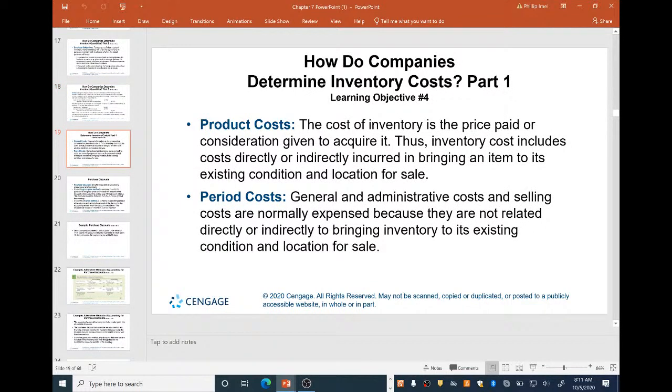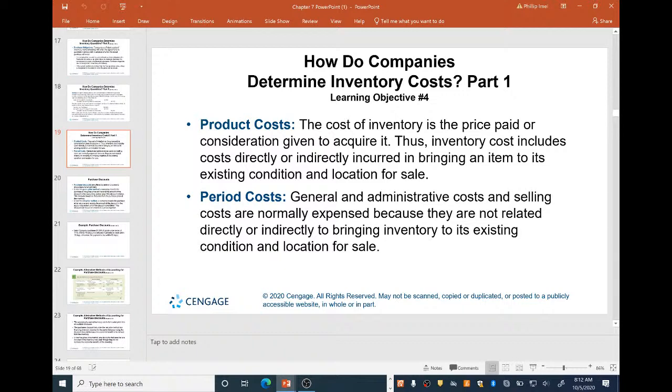Product cost, period cost. Product costs are going to be what goes into determining the product, so that's going to enter into costs that are going to be inventoried. That's going to be like your direct labor, your direct materials, your overhead that applies to the product. We went through that a little bit before in class. Your period costs are going to be more of your selling and your general and administrative costs.